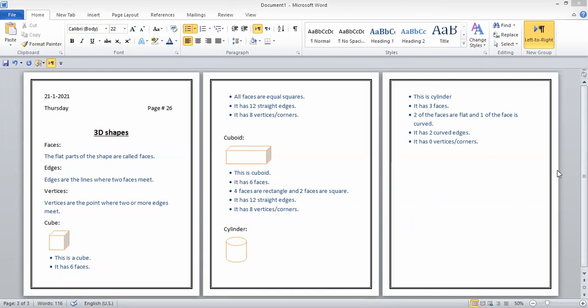I will upload this in Classera course material also, guys. Today you wrote about faces, edges, and vertices of cube, cuboid, and cylinder. You have learned about the cube and cuboid, and now you know about cylinder. In the next class, we will start with the cylinder, and we will also discuss some examples. We will see how cylinder has three faces, how the faces are flat, how they are curved, and how it doesn't have any vertices.